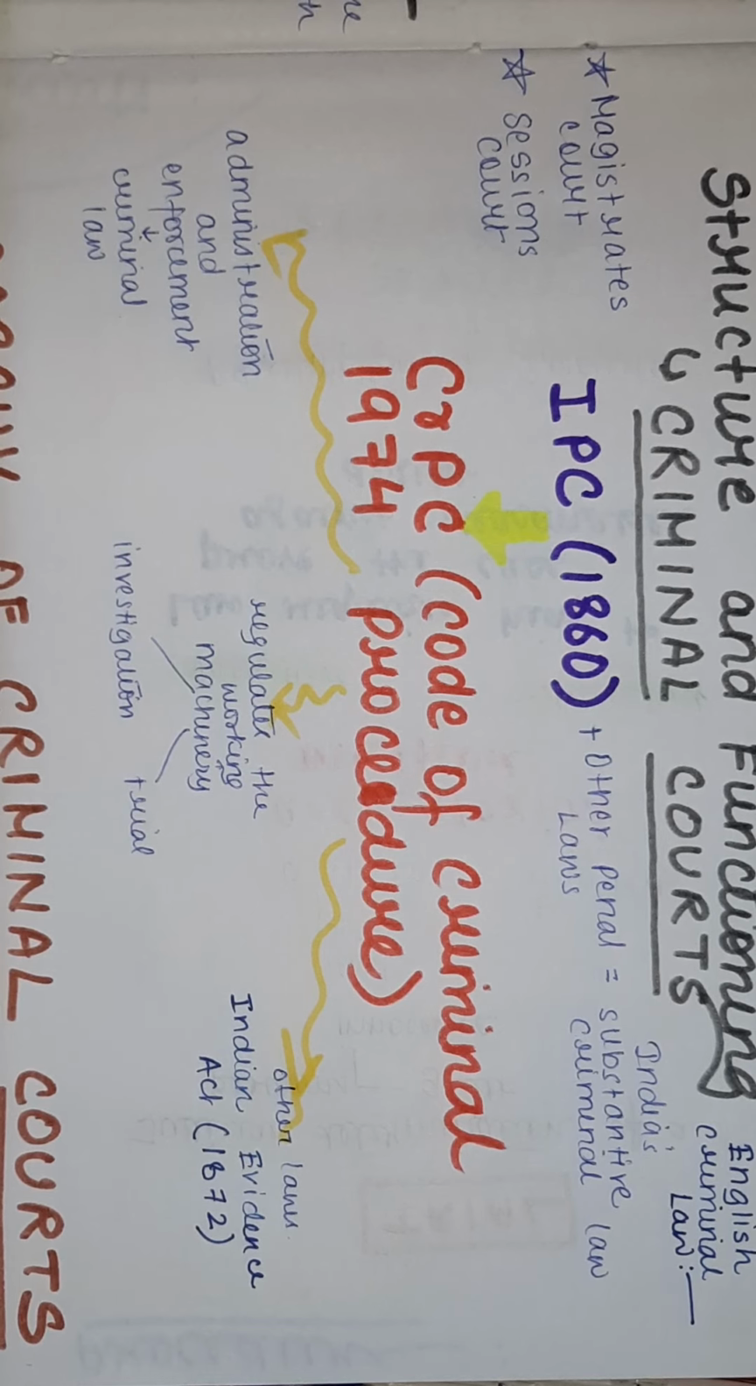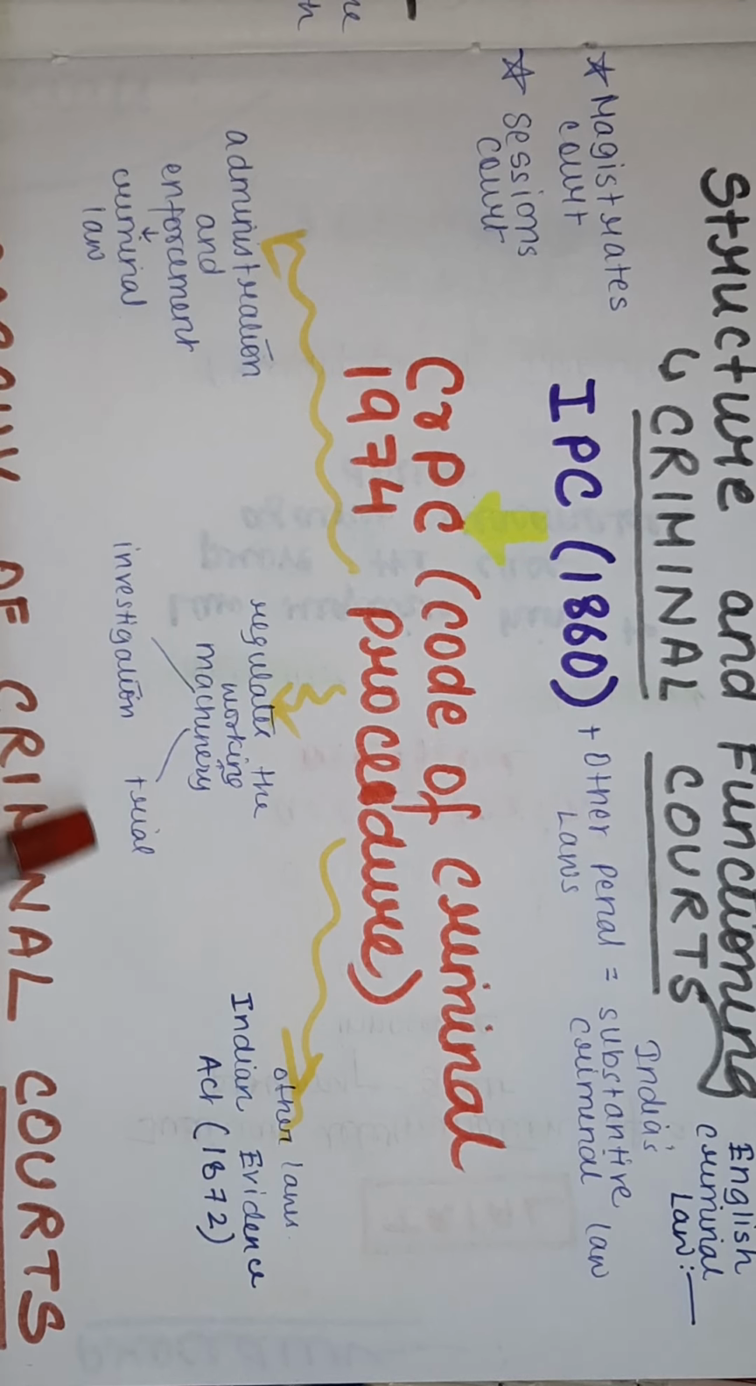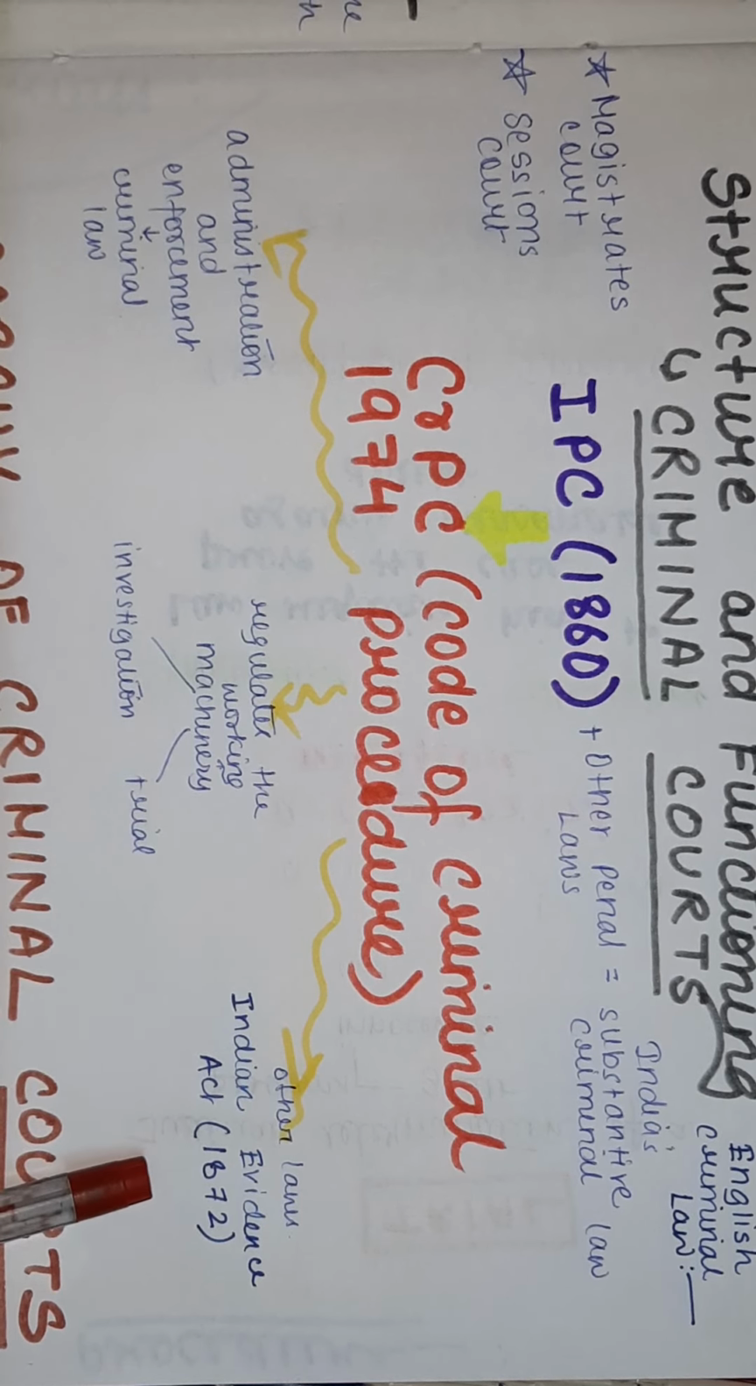Secondly, the CRPC of 1974 regulates the working machinery of investigation and trial for the offences that are committed in the nation. And along with the CRPC, there are other legislations like the Indian Evidence Act of 1872 that was enacted to guide the process of investigation and trial by the police and the magistrate in India.